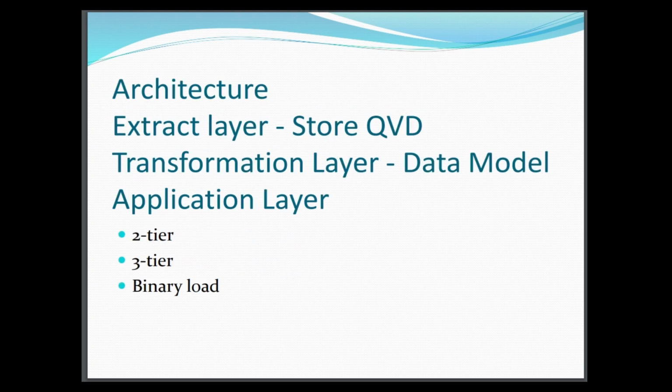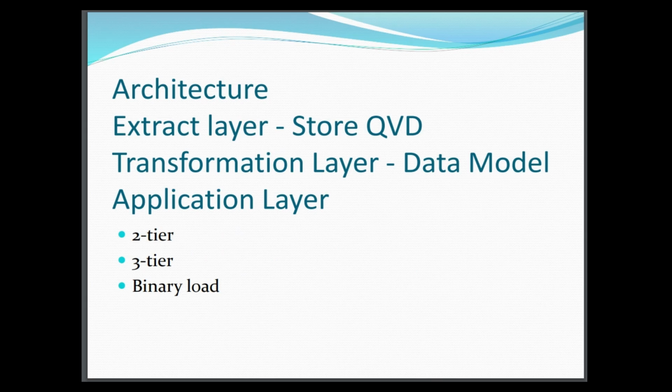So then comes the architecture. Normally we follow two tier or three tier architecture. The first step will be to connect to the data source, which we call the extract layer. So we connect, we pull the data, and we store it to the QVDs. And the next layer is the transformation layer, which is where we decide the data model, where we apply all the business transformation logics, whatever data transformation you want to perform. You do everything in this transformation layer.